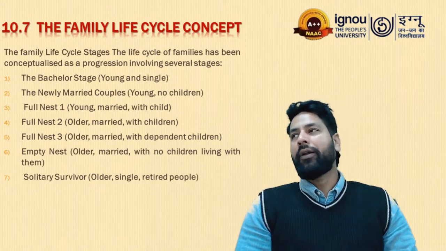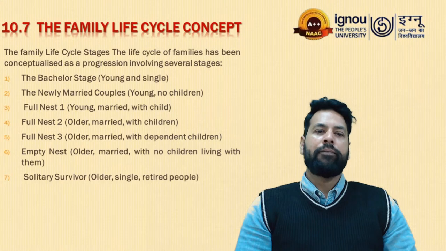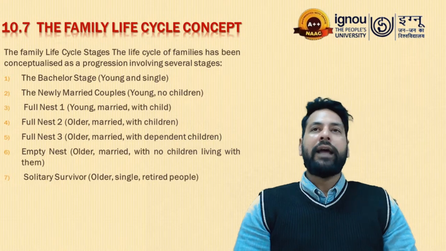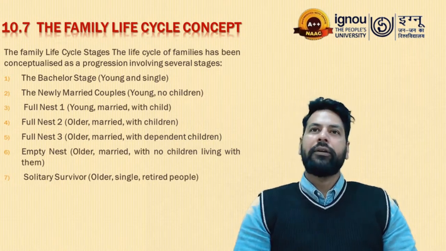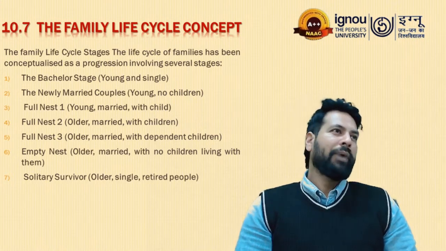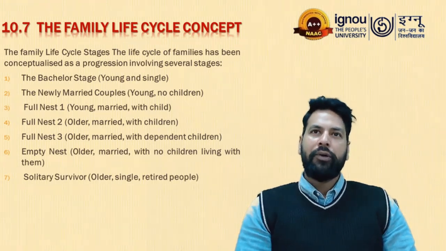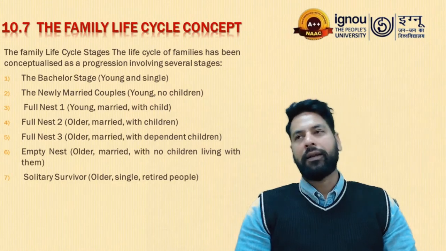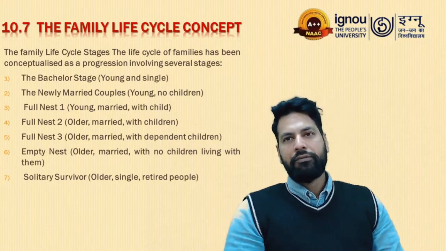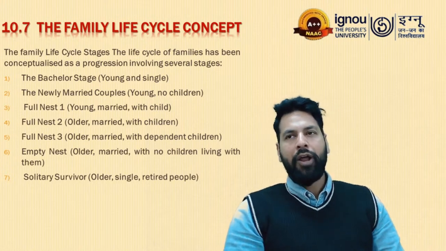And the emptiness is where the children have flown away, they have grown, they have got a job, maybe they are married and they don't stay with you. So again, in that stage, your purchase would be different. That will be more into buying life insurance, more into buying medicines. You will not be buying children's things, because you don't have children right now. And finally, the solitary survivor, when either one of your spouses dies, or you are the only one left, you live a retired life, then your requirement would be different.